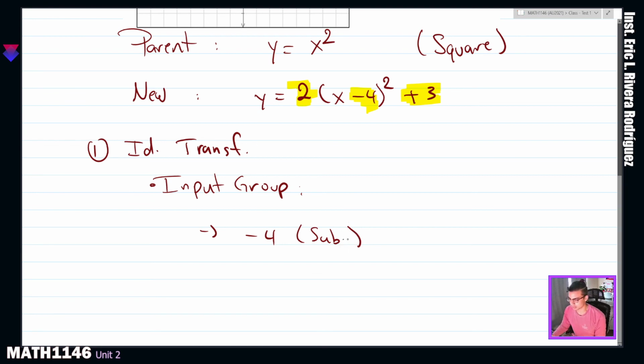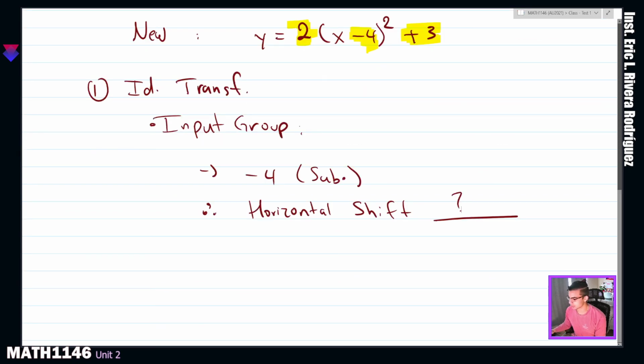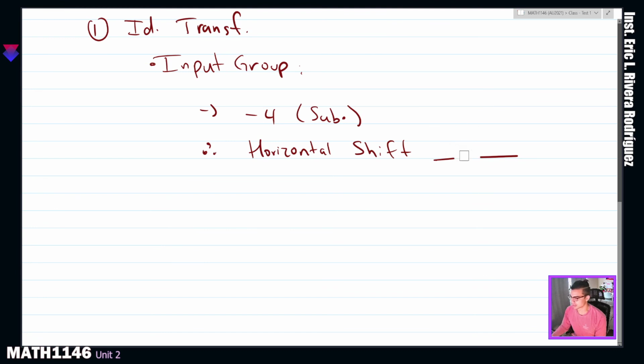A subtraction of 4. Okay, so this is a horizontal shift, left or right. X minus 4. Are we going to the left or are we going to the right? Justin, thank you. That is right.